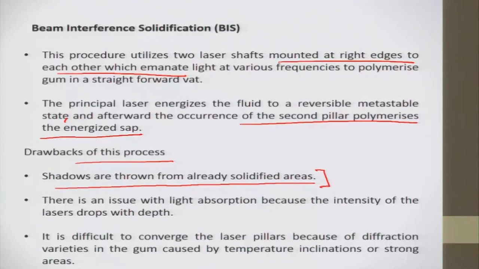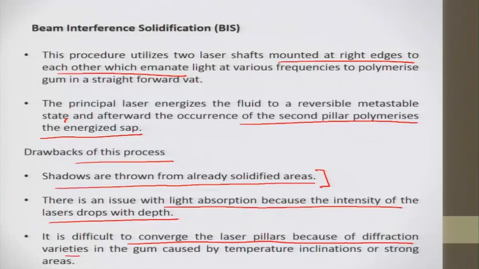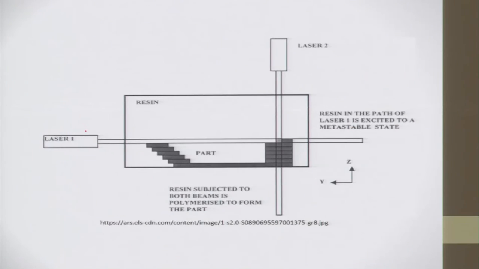The drawbacks of this process are that shadows are thrown from already solidified areas. The principal laser has already solidified the resin here, and there is an issue with light absorption because the intensity of the laser drops with depth. It is also difficult to converge the laser beams because of refractive index variations in the resin caused by temperature gradients or solid areas. So, this is the kind of our beam interference solidification.